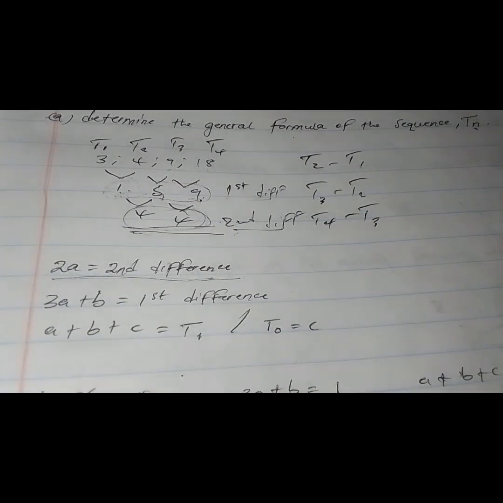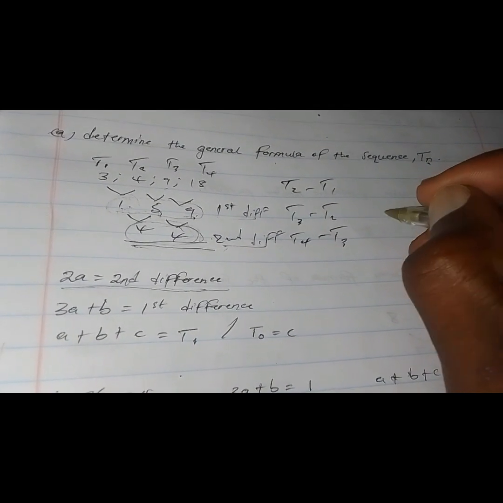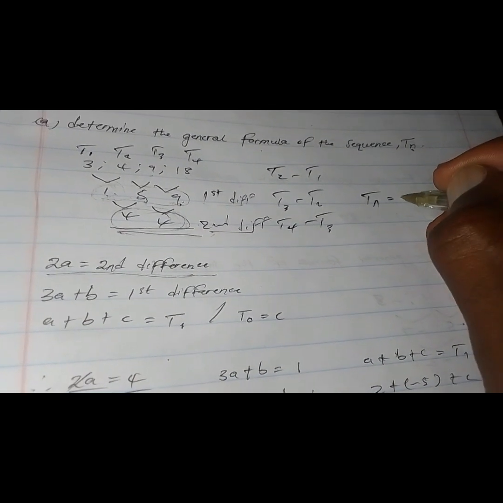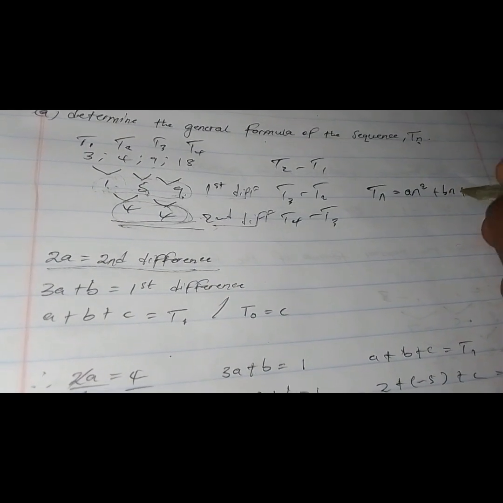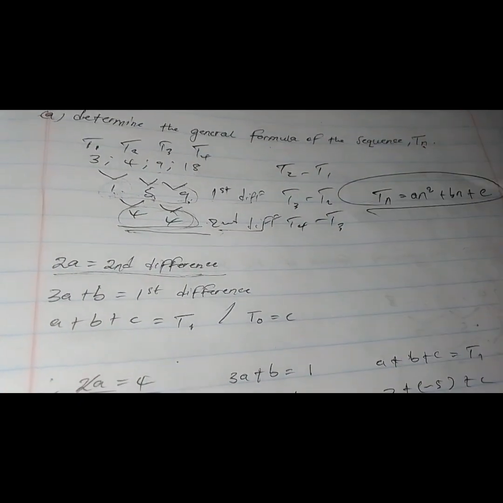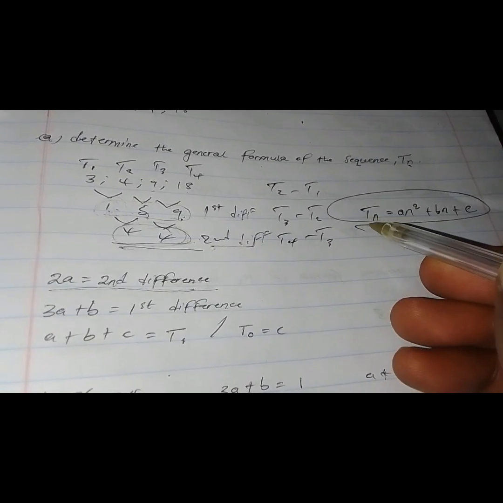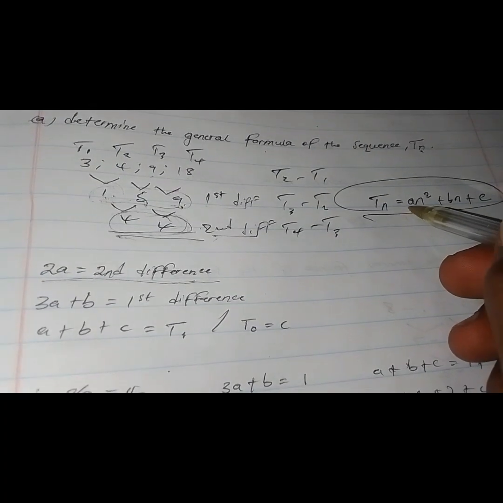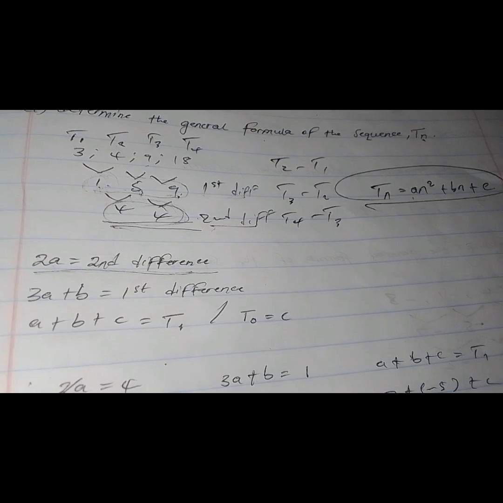Don't forget, guys, that our Tn is like this. I said that I was gonna skip it, but then I just feel like I'm gonna lose you guys, so let me just write it. We have Tn, this is our general equation for the sequences, an squared plus bn plus c. This is the equation that we're going to use. Remember that we have the variables we need to find.